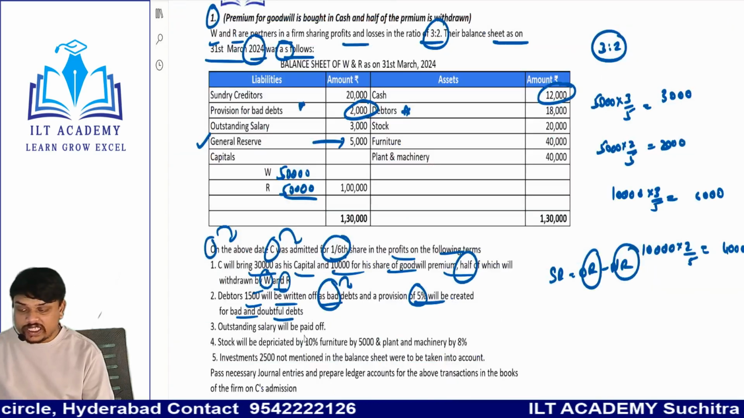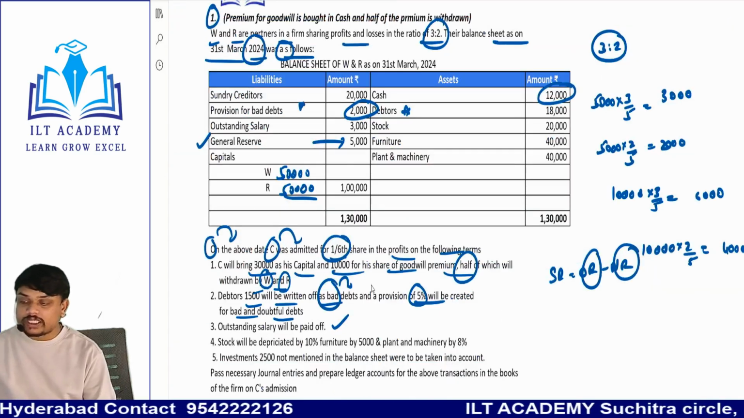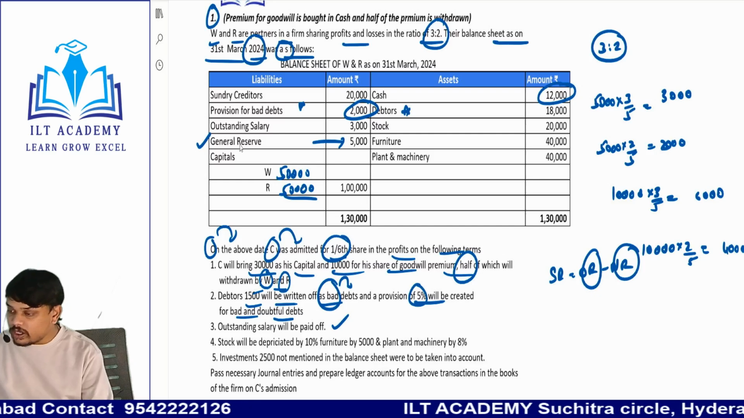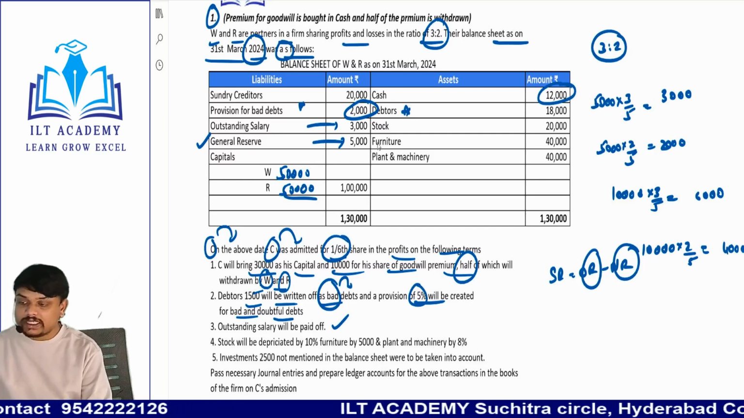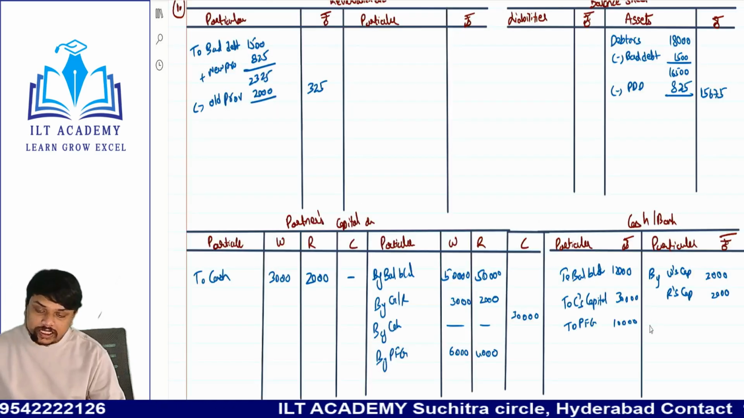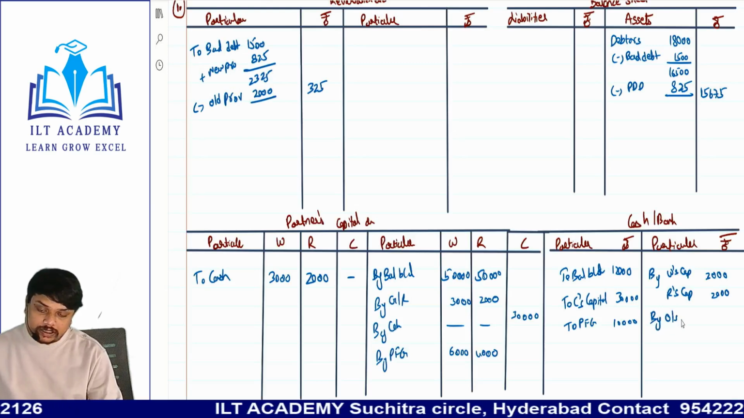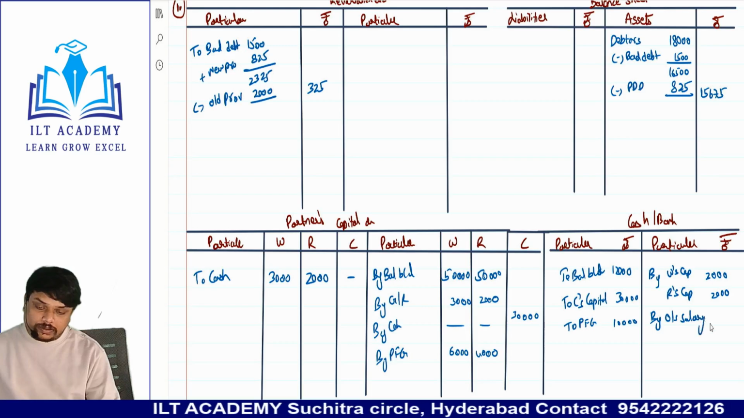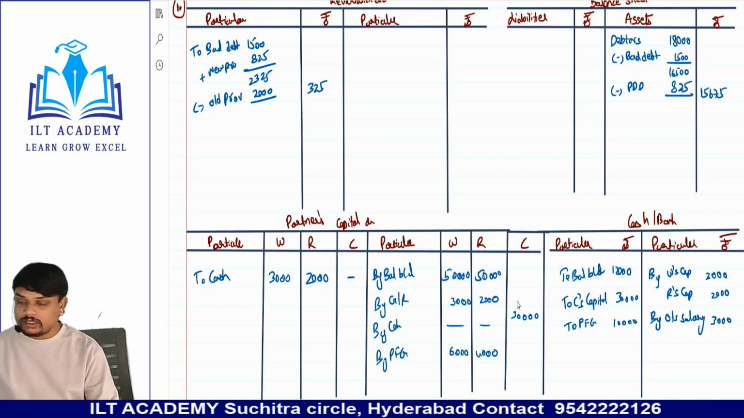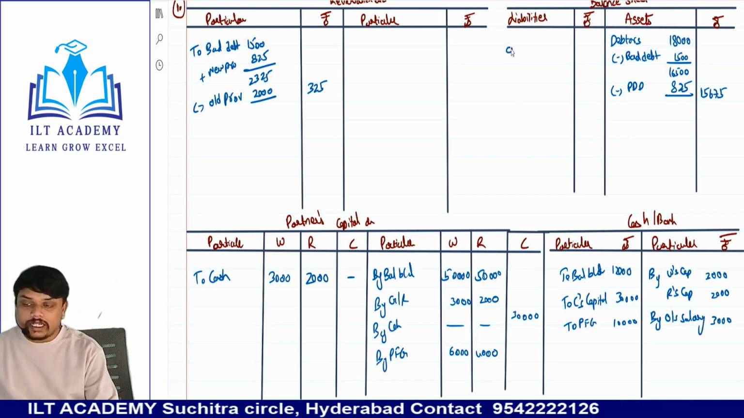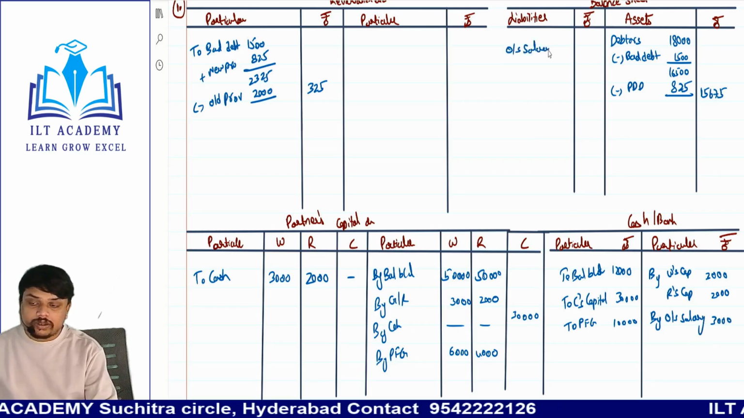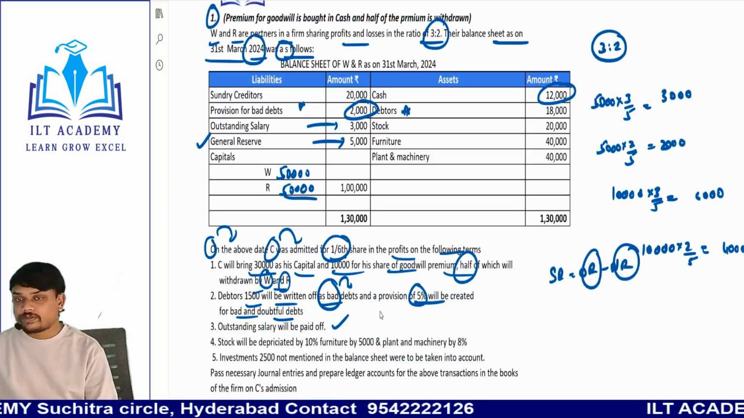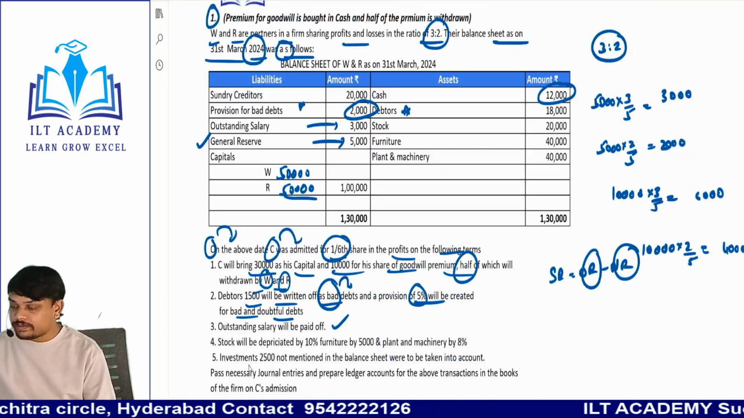Next, outstanding salaries will be paid off. Now, what is the amount of outstanding salary? 3,000. So when the outstanding salary is paid off, 3,000 is paid off, and in liabilities, outstanding salary is going to become 0. So no need to record.